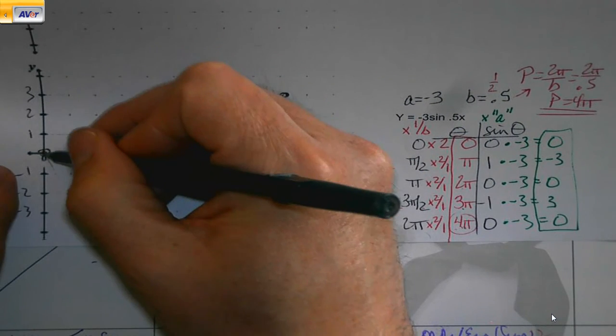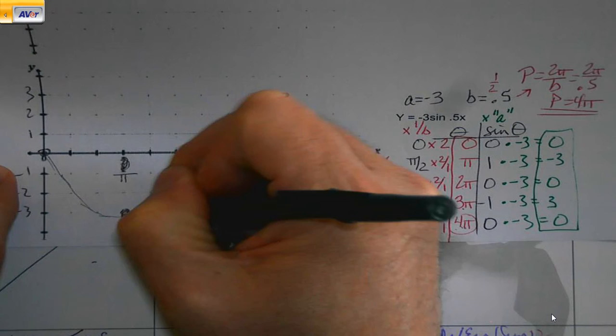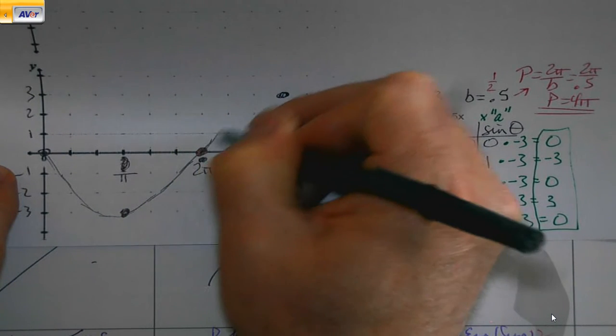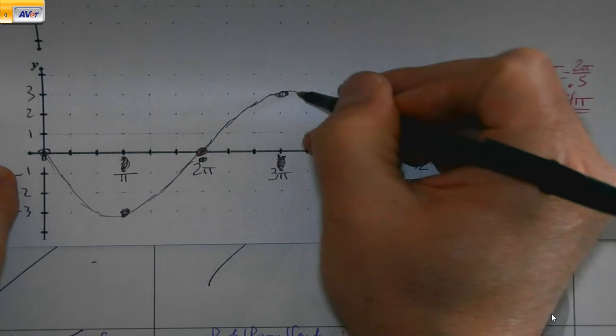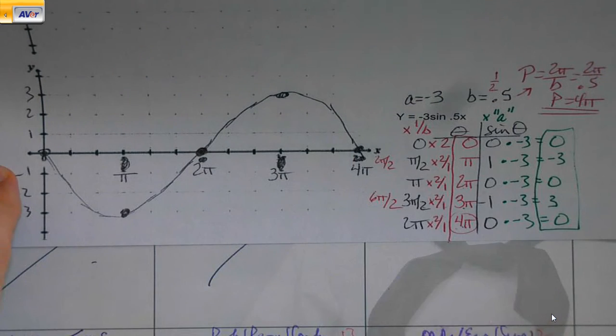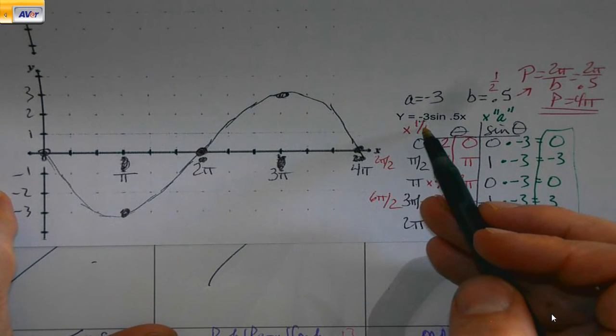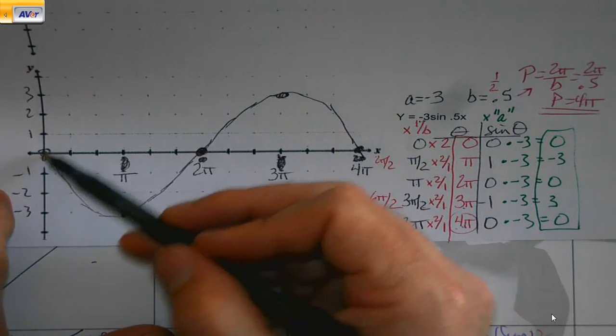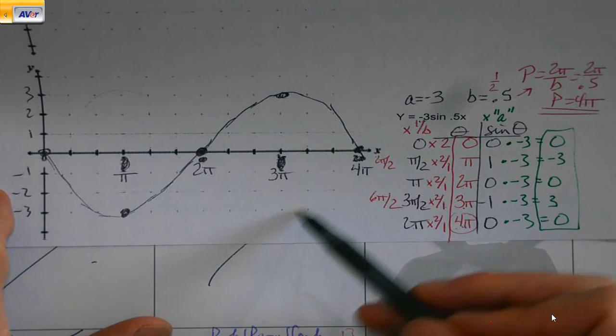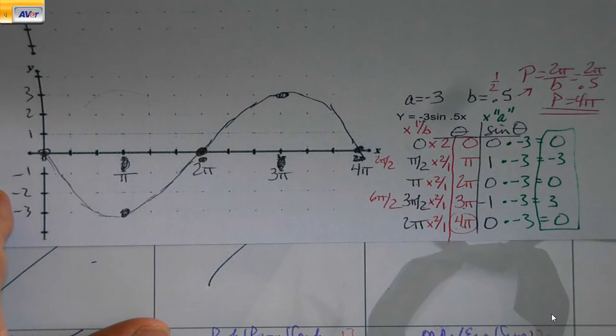And you may notice something. You're like, hey, this doesn't look like those other sine graphs I've been doing. And you'd be right. Because of that negative a value, it flipped my graph. Instead of going up and then down and up, it did just the opposite.